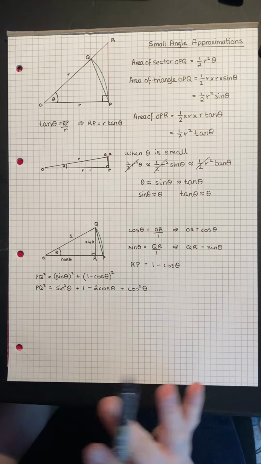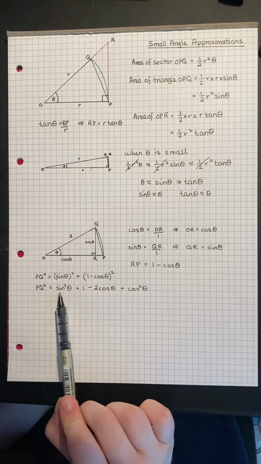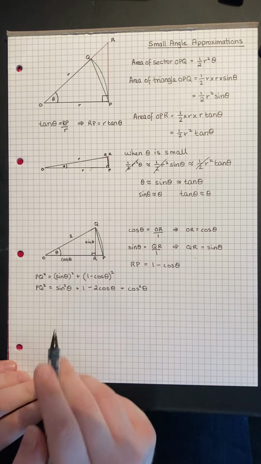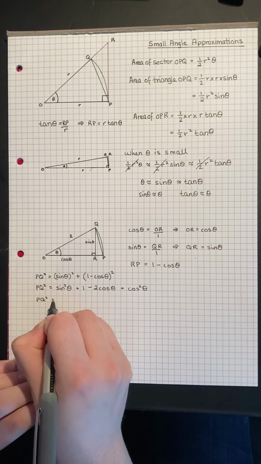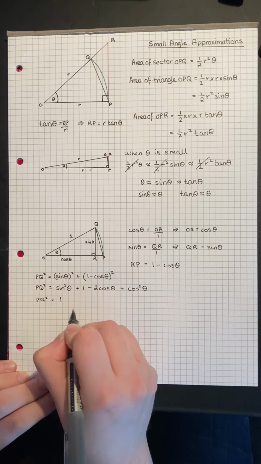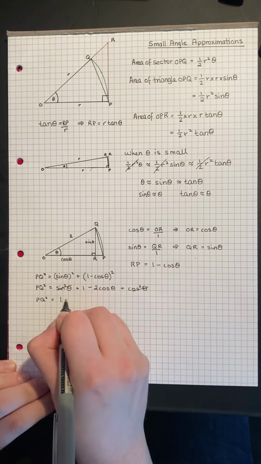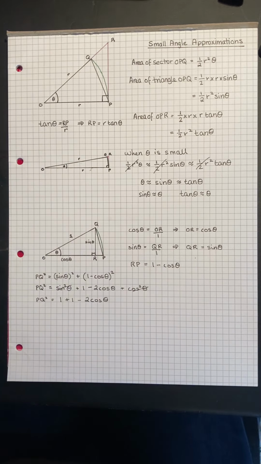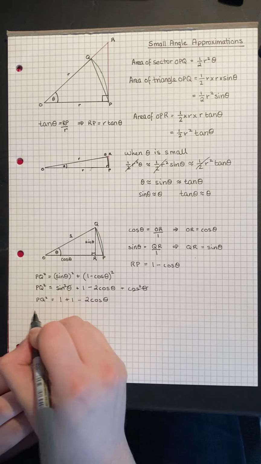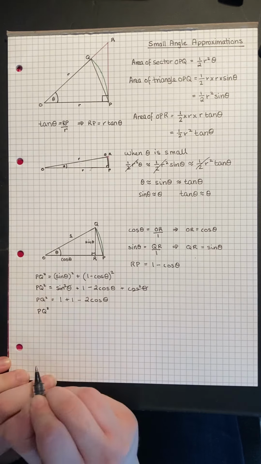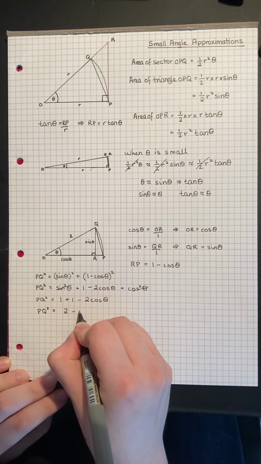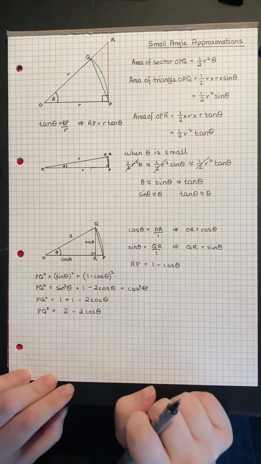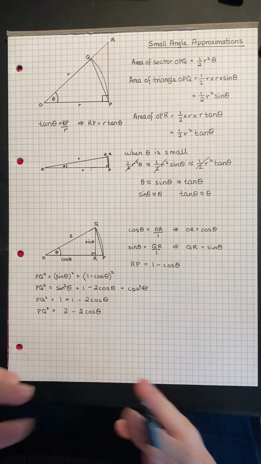And now as soon as we have sine squared and cos squared, we should immediately be spotting, look, we've got sine squared plus cos squared. What does that equal? 1, which is nice. So we've got PQ squared equals 1, that's sine squared and cos squared, plus 1 minus 2 cos theta. So the simplest we can get that really is PQ squared equals 2 minus 2 cos theta. Right, so what can we do with this now?